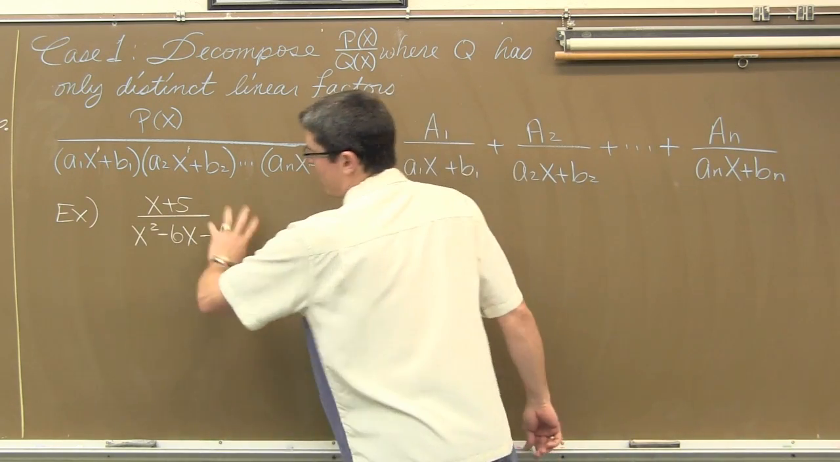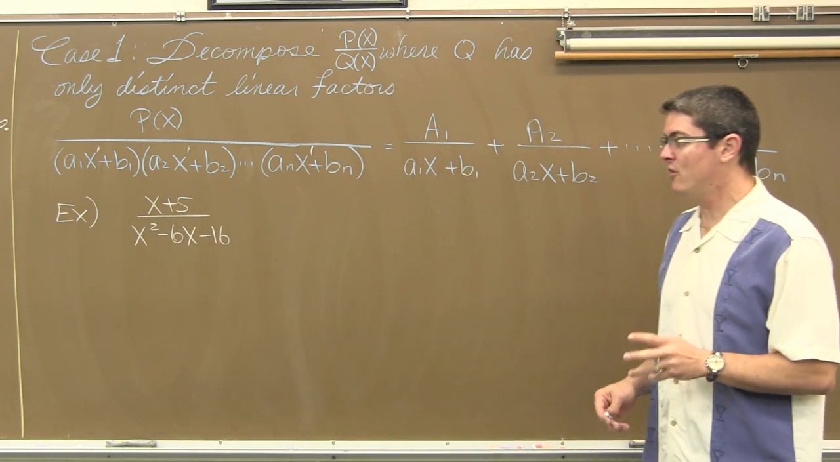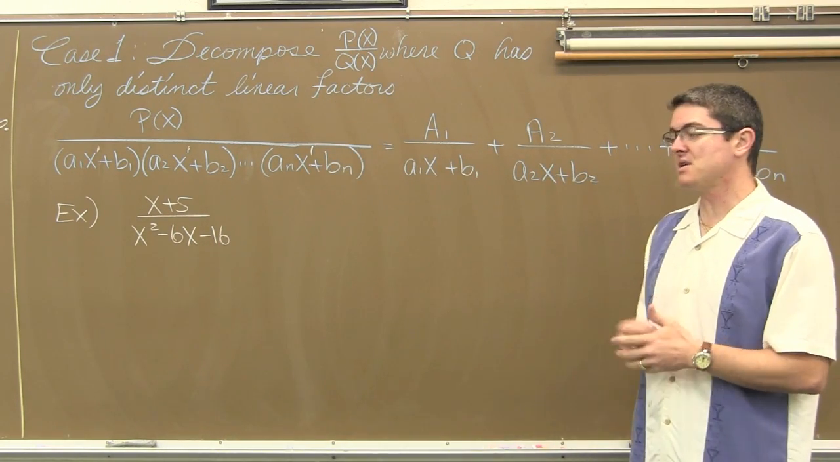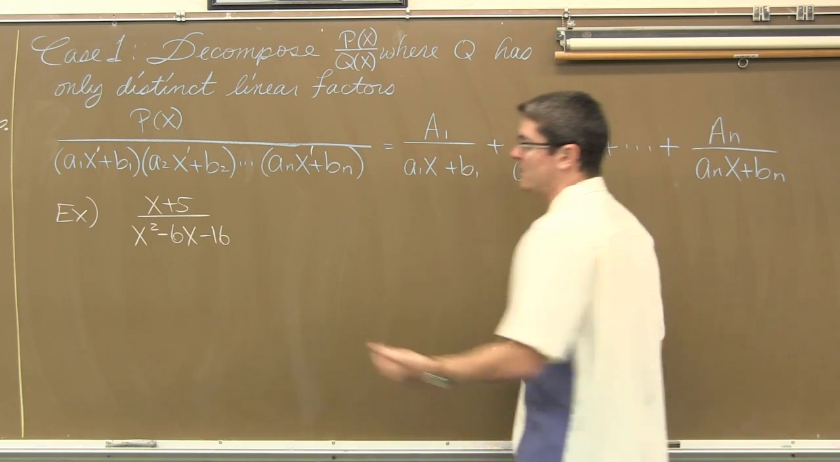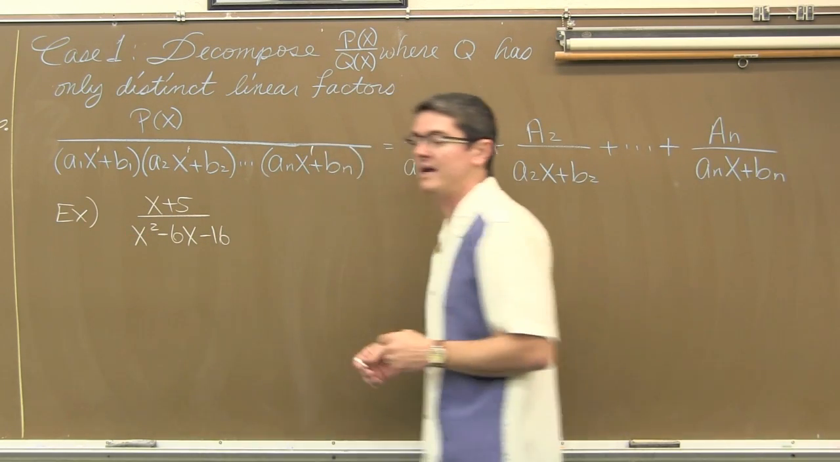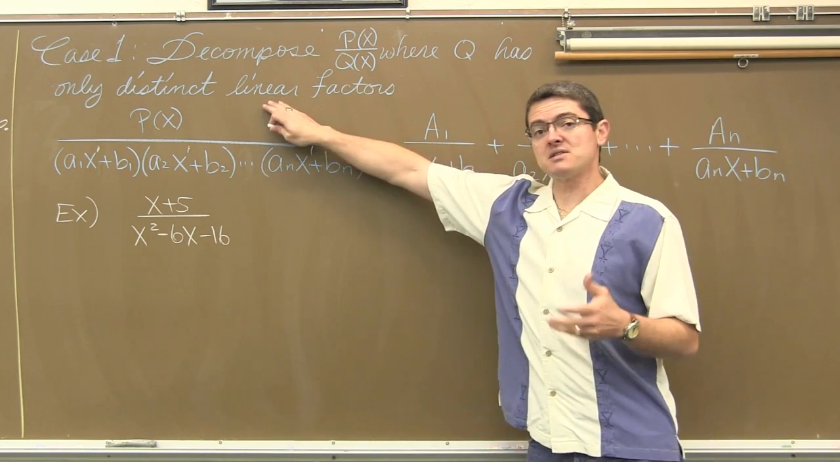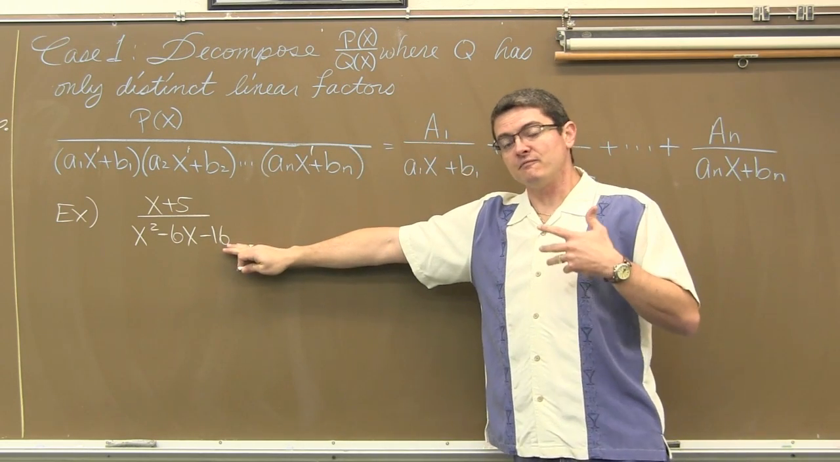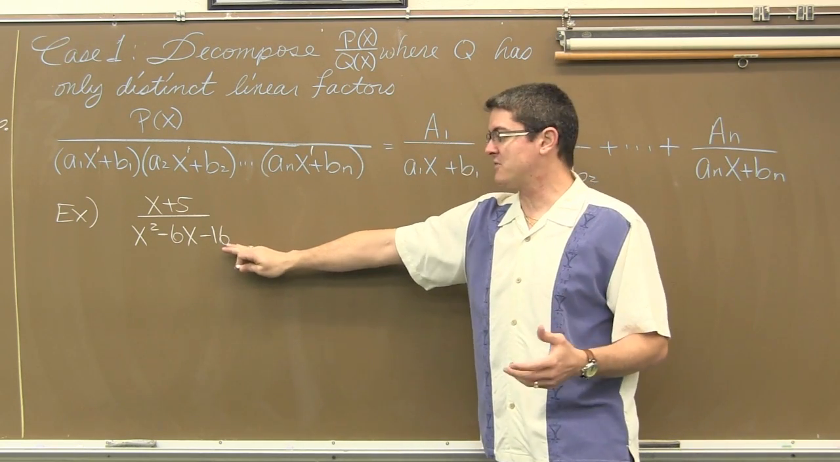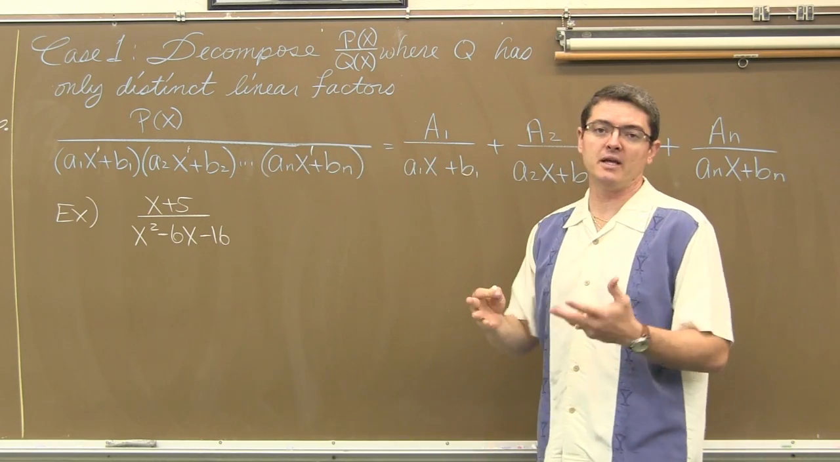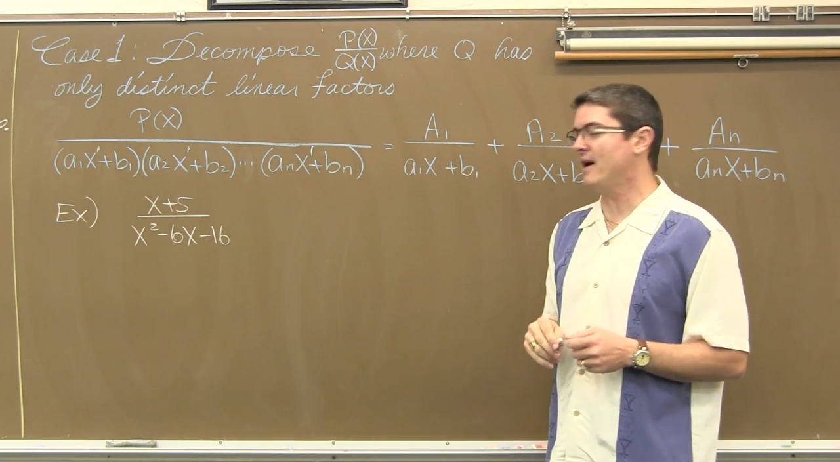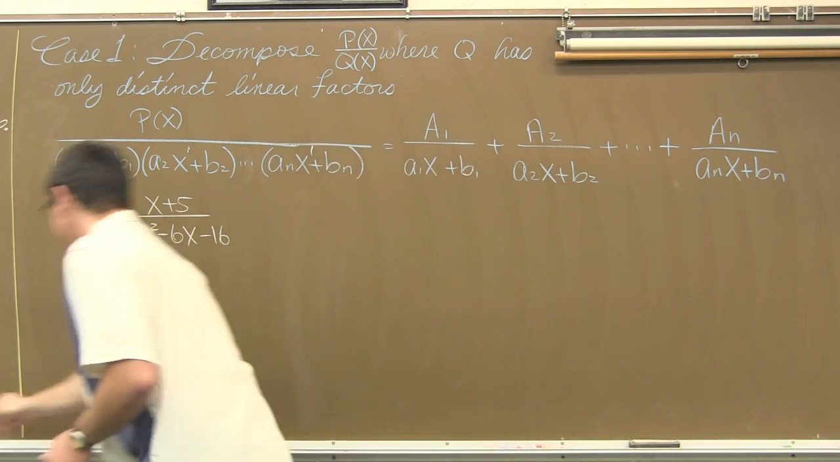Now, the example I'm going to walk through is x plus 5 over x squared minus 6x minus 16. You might be noticing that this is a quadratic and not a linear expression, but it's not in factored form. If this does factor, then I will have, hopefully, a couple of distinct linear factors. And indeed, this denominator will factor.